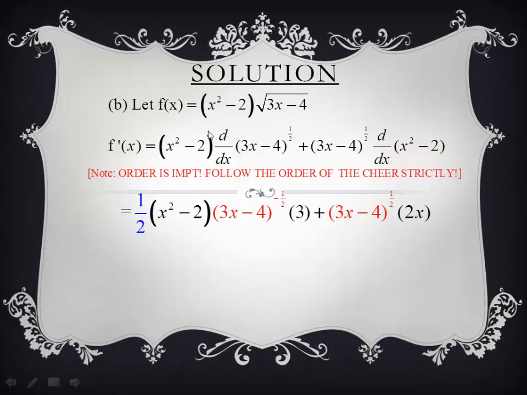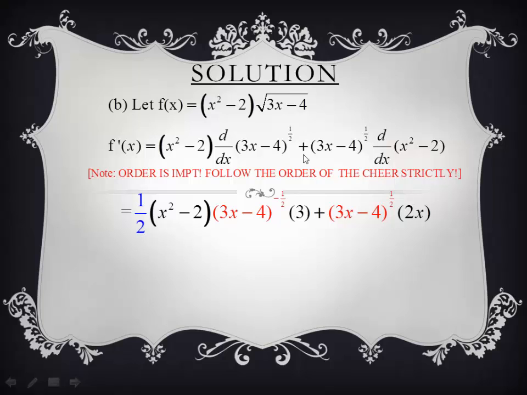Now, we copy this expression x squared minus 2, and then when we differentiate the second expression, we notice that there's a bracket and a power. So we use chain rule. Power comes down, power minus 1, differentiate inside. Differentiate 3x will give us 3, differentiate minus 4 will give us 0.